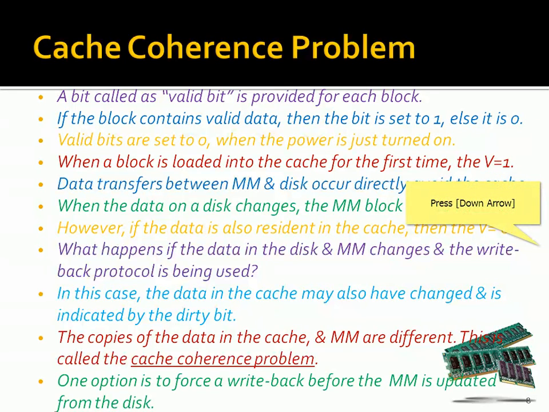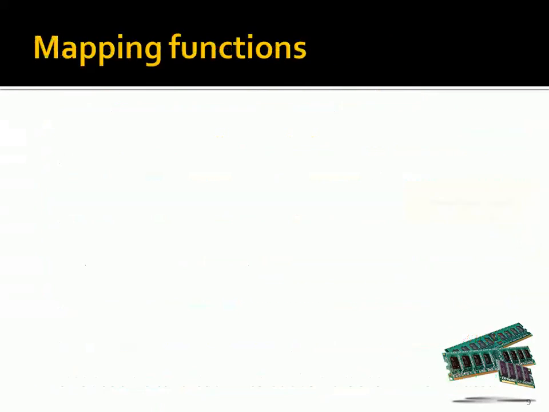So one option is to force write back before the main memory is updated from the disk. Or else we can exercise the write through policy. Being a lazy protocol, it can give a copy to everybody, then to a certain extent it may avoid the cache coherence problem.